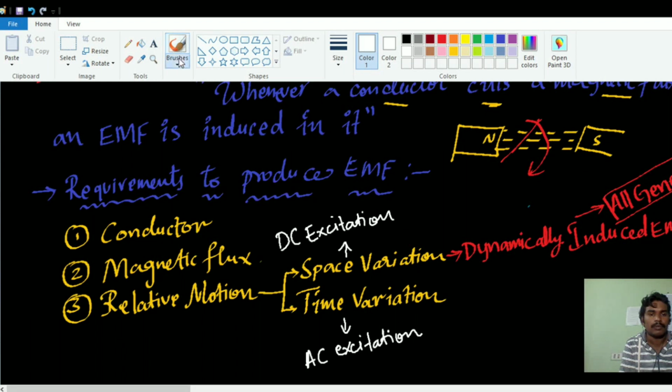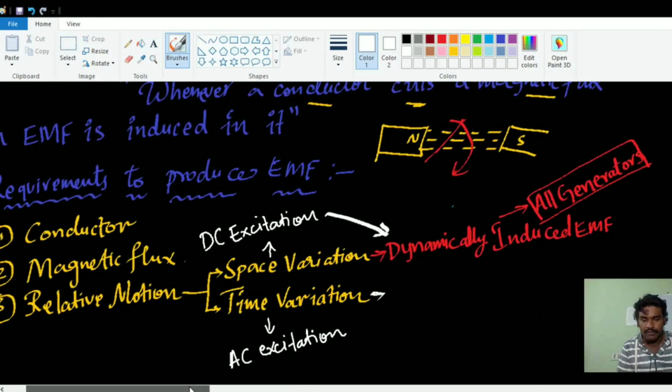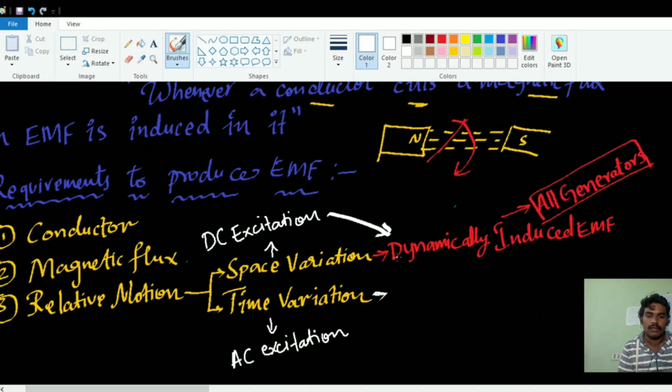Another important property is that to get dynamically induced EMF you require DC excitation only, not AC excitation. Dynamically induced EMF is possible only with DC excitation. Now AC excitation is what we require for time variation based EMF. So what is happening when time variation is happening? I told you we require a conductor, magnetic flux and relative motion. Now this magnetic flux is produced by an AC source, which means it is always changing.